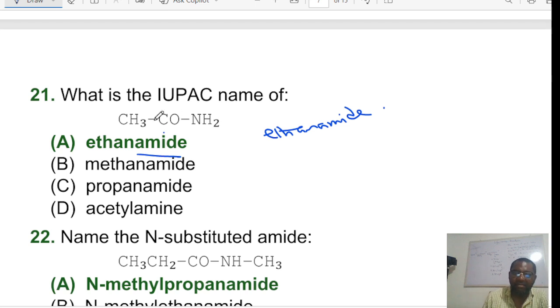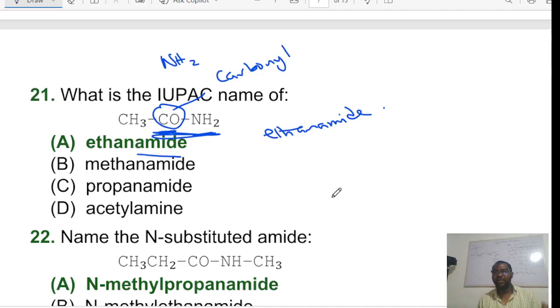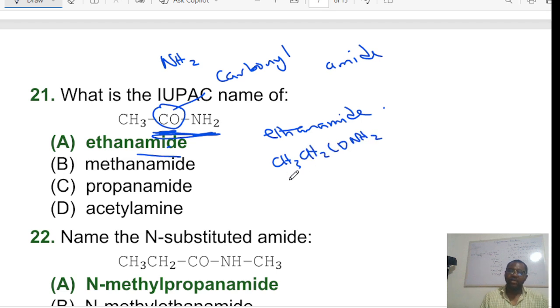How you know an amide is CONH2. That's how you know amide. Amine is just NH2, but amide has CO attached to it. Please, I want you to take note. This CO, the name actually is called carbonyl. So in case you are asked, CO actually means carbonyl group. But when it is attached to NH2, it is called amide. Very important.